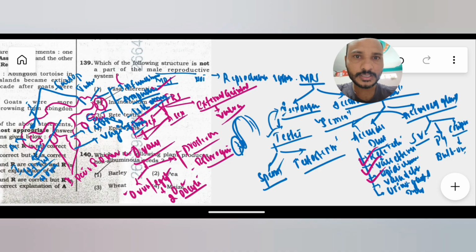Here only there is a presence of eggs. One day the egg will be present in the junction of ampulla and isthmus, here only. Okay, so this is where fertilization will be taking place. These are the important parts in the female reproductive system.